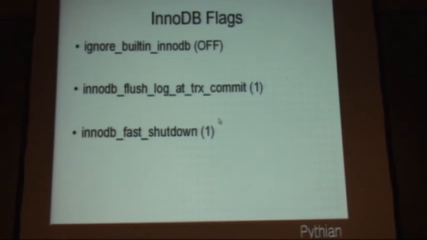Now, you can also set it to 2, which flushes logs and shuts it down cold, as if there was a crash. No committed transactions would be lost, but there will be crash recovery done on startup. So if you want to simulate a crash, use InnoDB fast shutdown equals 2.